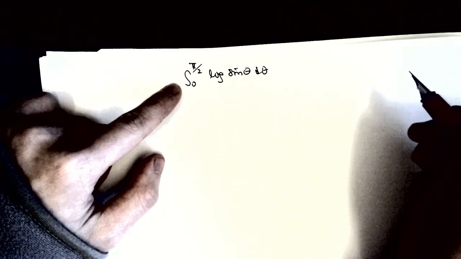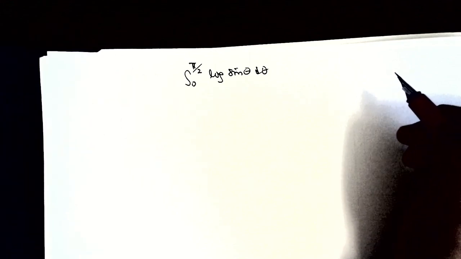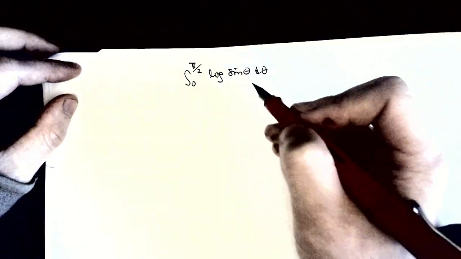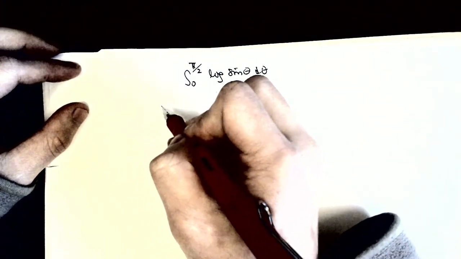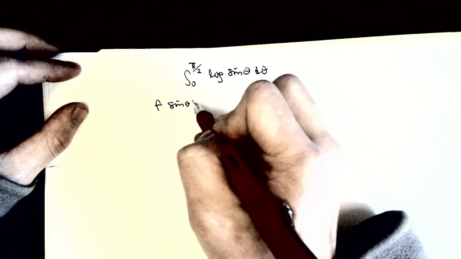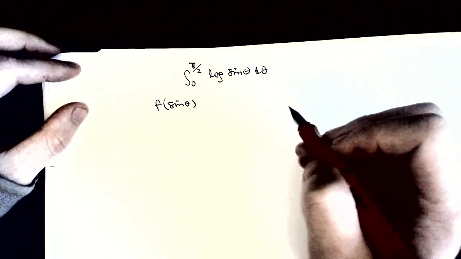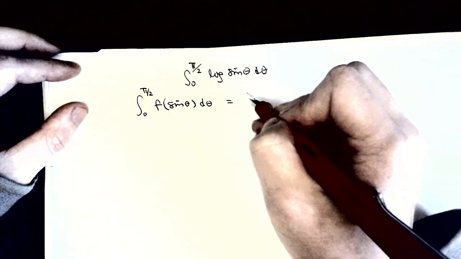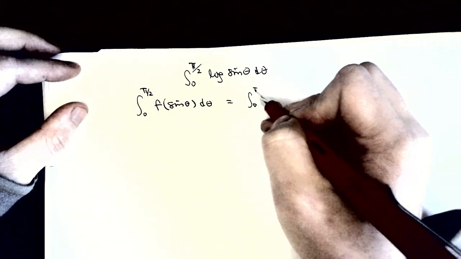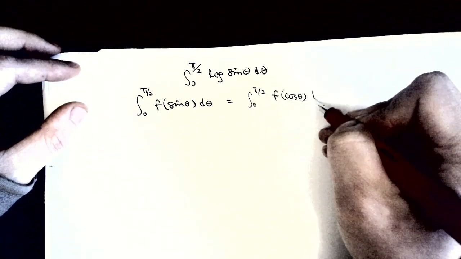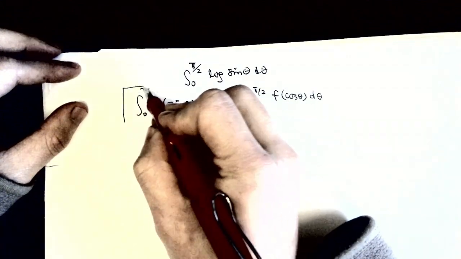But before we talk about this integral, we will get two tricks which will facilitate our evaluations. The first one will be for some function, we will call f of sine theta. If we integrate from 0 to pi over 2, d theta, it will be equal to the same integral where we just change sine theta into cosine theta, for any well-behaved function.